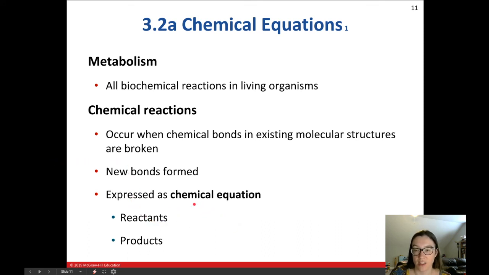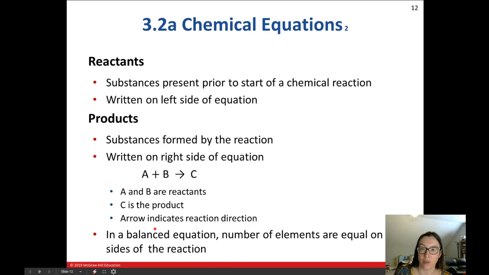And this can be expressed as a chemical equation. So we'll say we have the reactants, which are the things that we start with, and the products, which are the things that we end with. So reactants are usually written on the left side of the equation. This is what we start with.